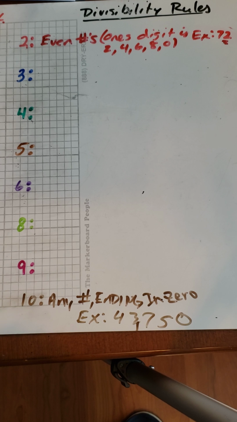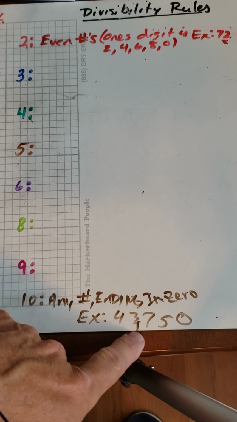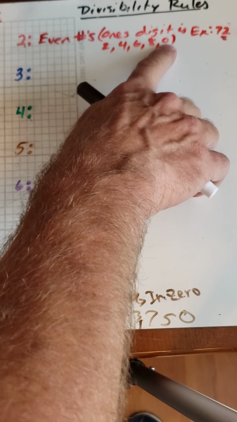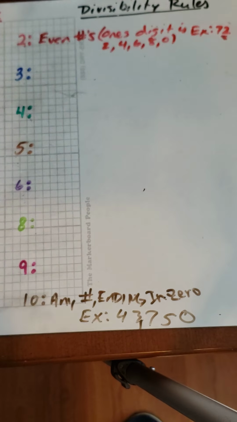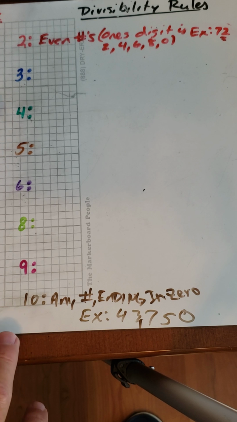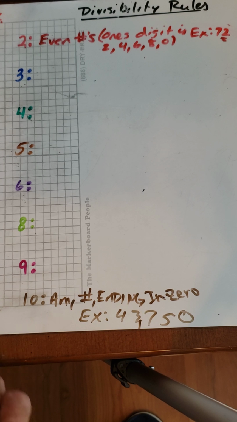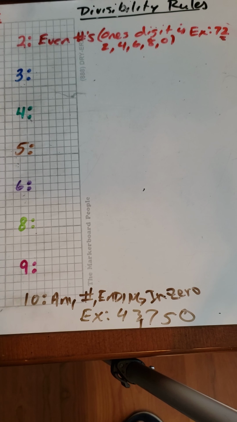And what you might notice is this number is also going to be divisible by 2. The reason I know it's divisible by 2 is because it ends in a 0. So more than one number could be divisible by these things. It's not just, oh, it's 10 and nothing else. So 2 and 10 would go into 43,750.